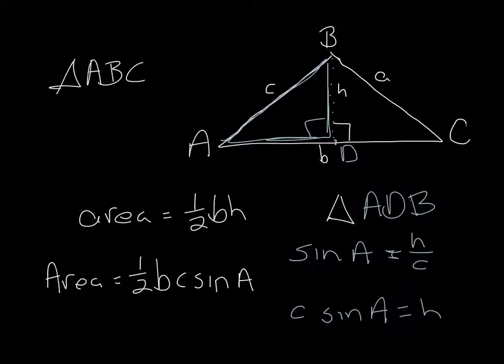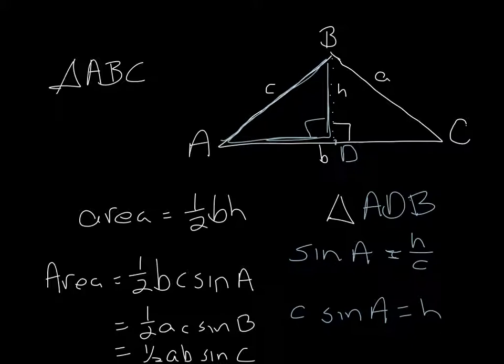Okay, now we can use that formula to solve for the area of our triangles. In this triangle we have 1/2 BC times the sine of A. We could also have that the area equals 1/2 AC sine of B, and we can also have it be 1/2 AB multiplied by the sine of C.